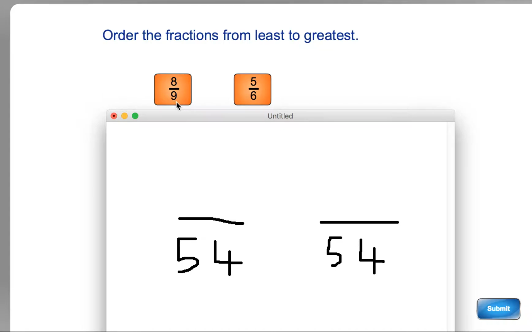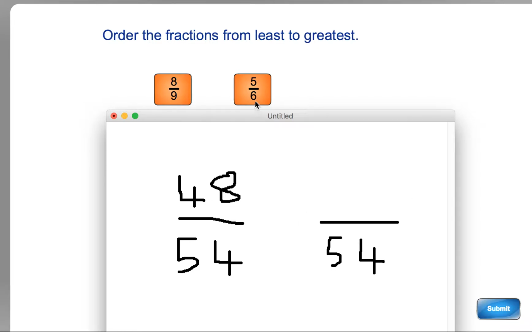Then we need to think to ourselves, well, if we've times these together, to get to 54, we had to times 9 by 6. So we've also got to times 8 by 6 as well. 8 times 6 is 48. Okay, and we've turned that fraction 8/9 into a new fraction that is the same as 8/9. We did that by timesing both numbers by 6. 9 times 6 is 54. 8 times 6 is 48. So this is still the same fraction. It's equivalent to 8/9.